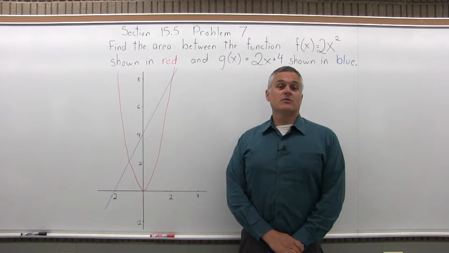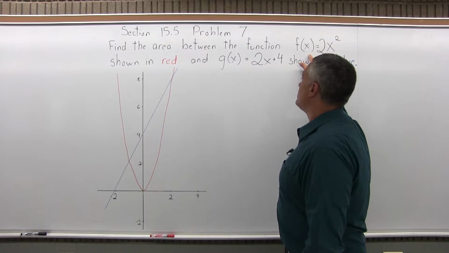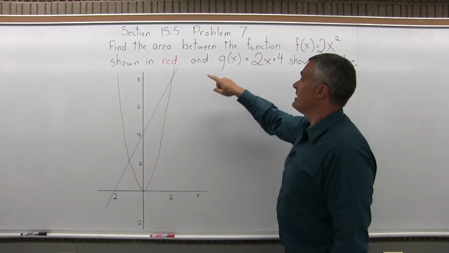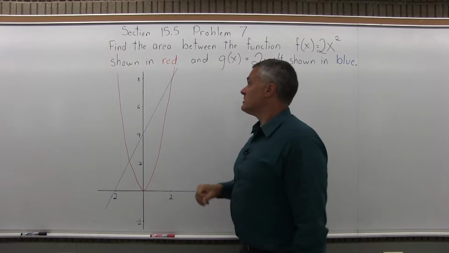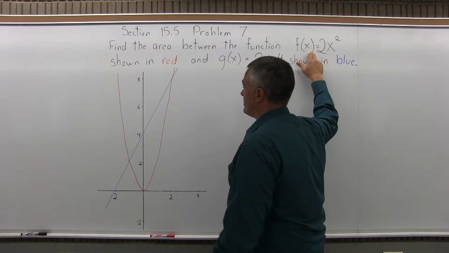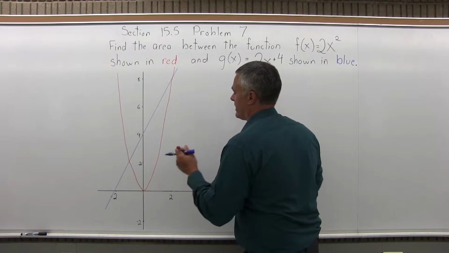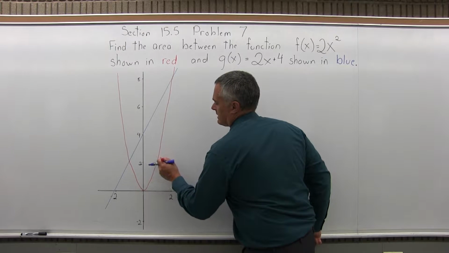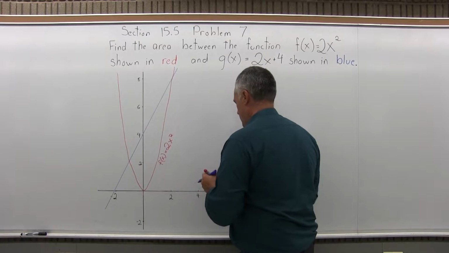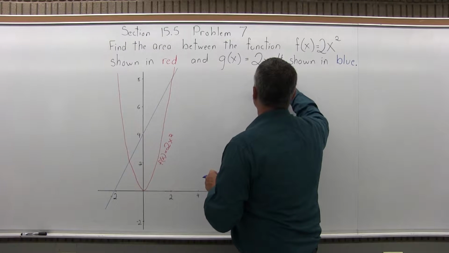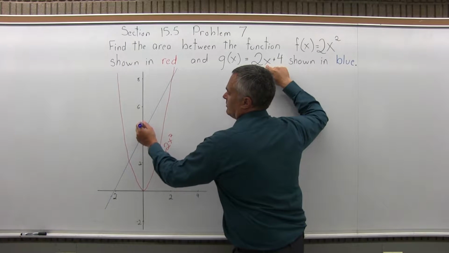This is Section 15.5, Problem number 7. It says, find the area between the function f of x equals 2x squared, shown in red, and g of x equals 2x plus 4, shown in blue. So just to be very clear, the function shown in red, 2x squared, is the more curved one, and g of x equals 2x plus 4 is the straight line in blue.